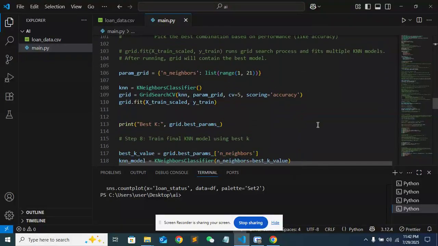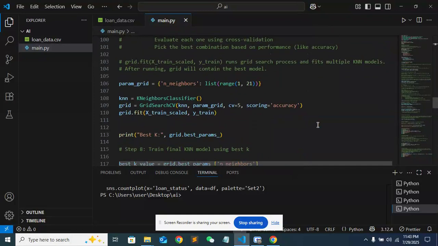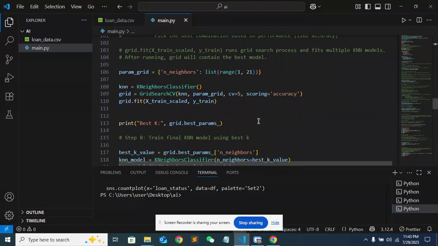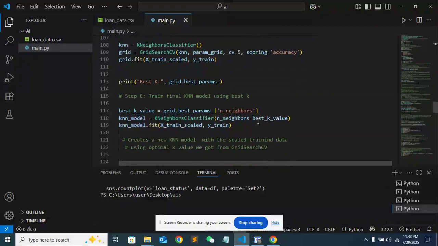In the param grid, what we are doing is using different values of k in the range of 1 to 20, and in the GridSearchCV, what it does is cross validate to get the best value of k. And we're going to fit it again.